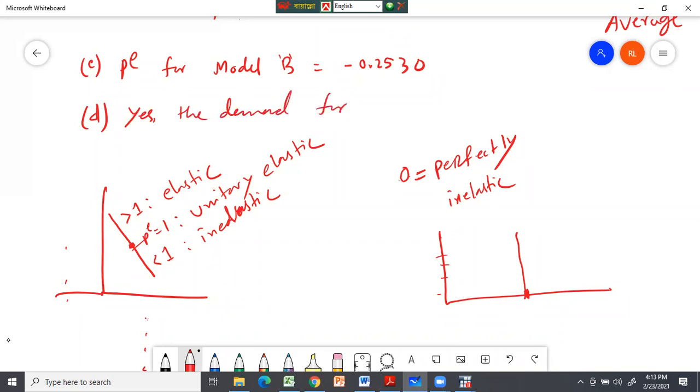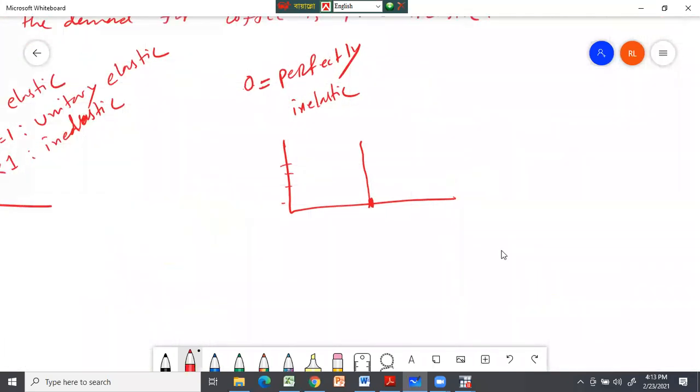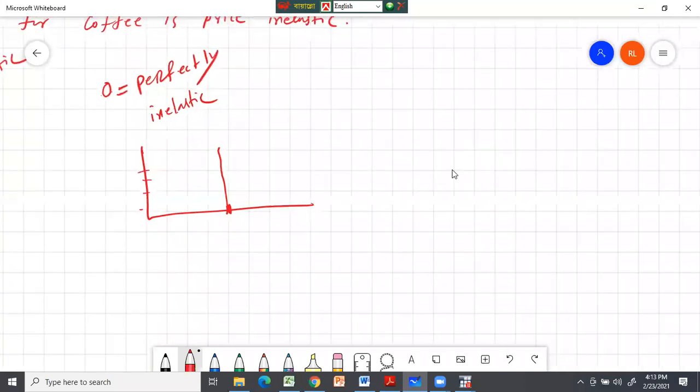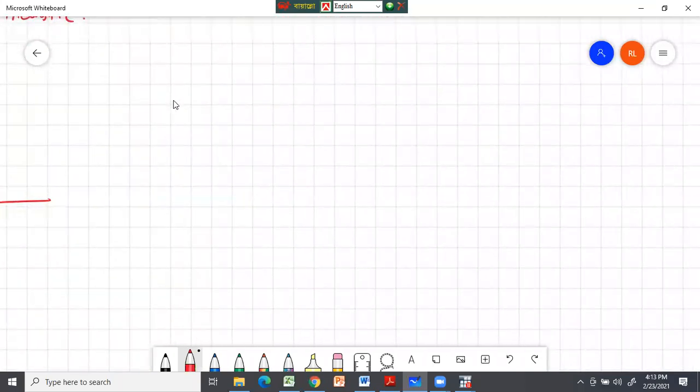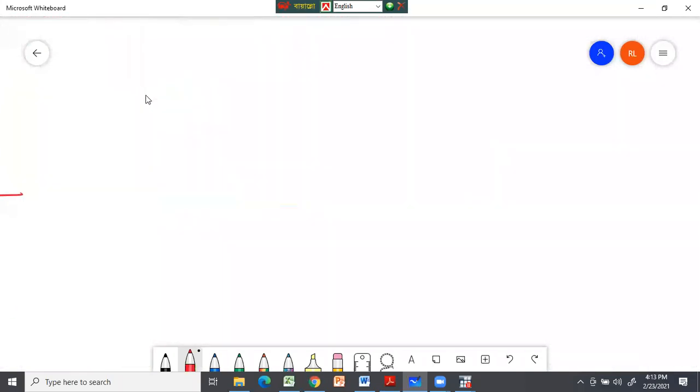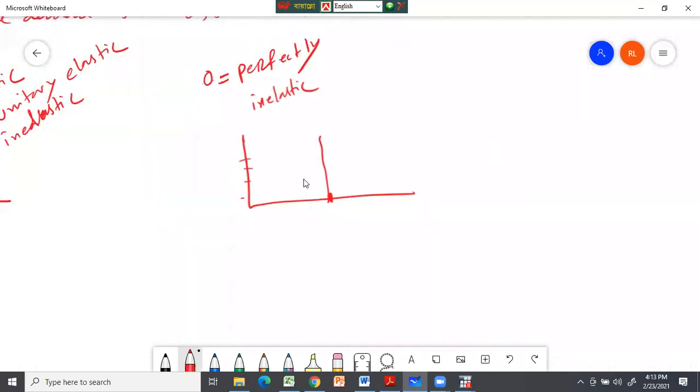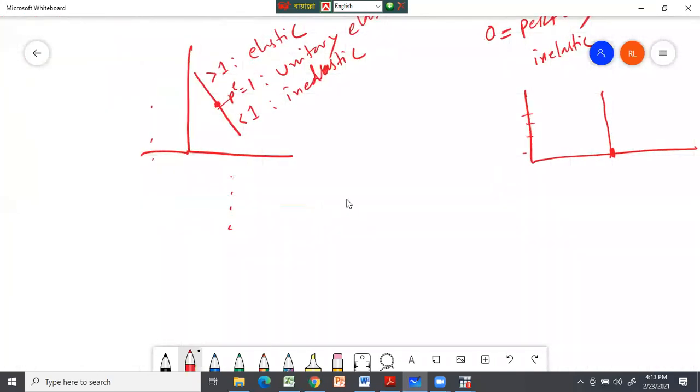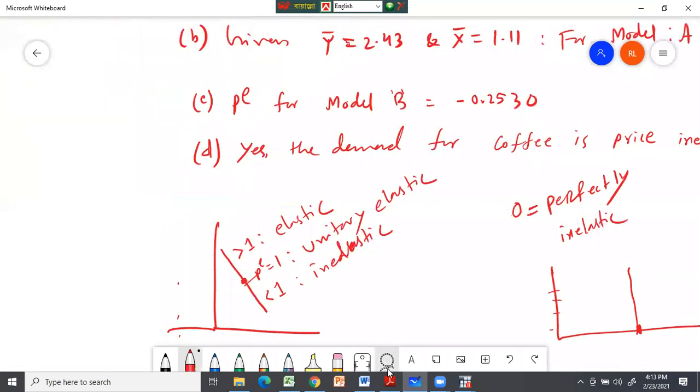Demand for coffee is price inelastic. Okay. Then we can get to the lower part, that means part E.